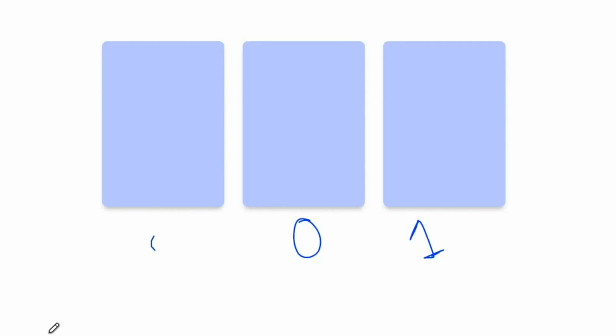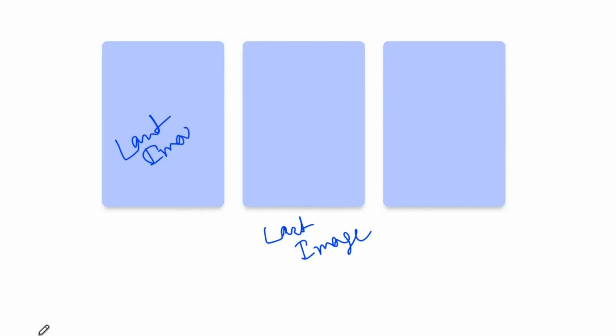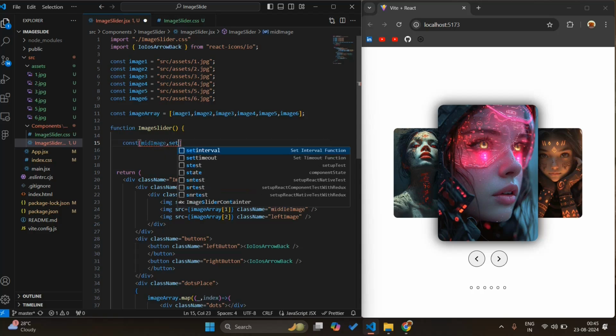If the middle number is 0, we can make our right number 1, but we have to make the left number the last image of the array. So we can say array.length minus 1. Again, if the middle number is the last number in the array, we can't simply plus 1 the right number index, so we have to make it from the start, so we can make it 0. Simple. And now let's go back to VS Code and do it.